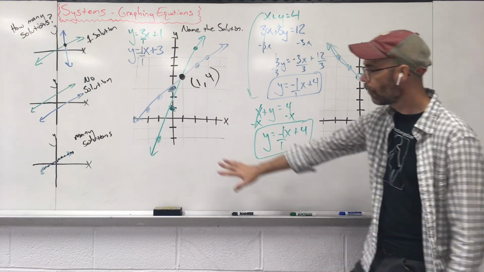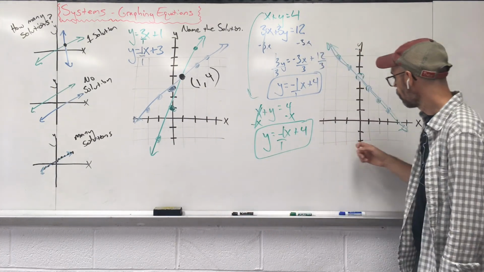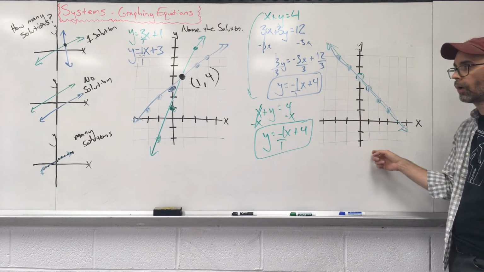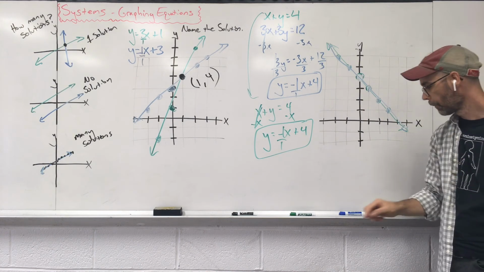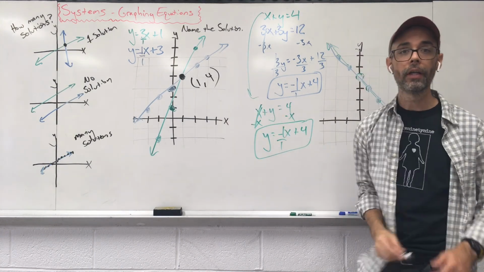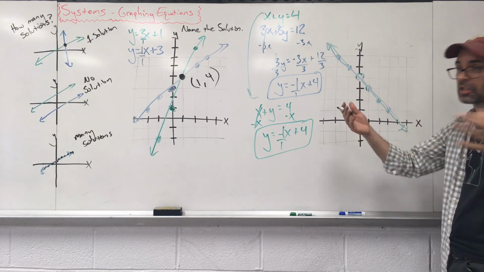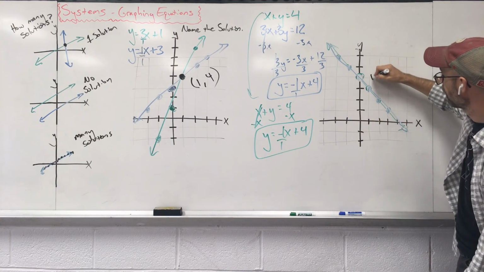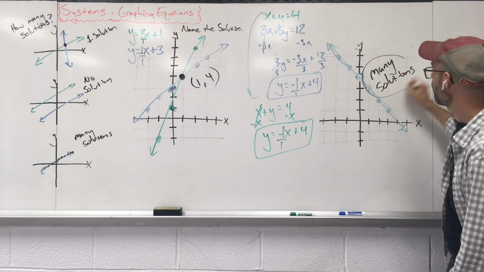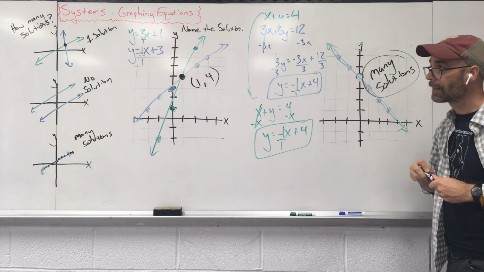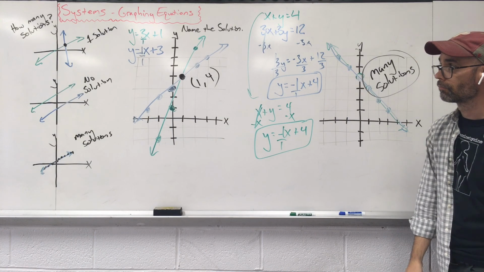Okay, well, if over here the one solution was 1, 4, what's the solution here? Well, when you have two lines creating one line, I can't just name one coordinate. So instead, I'm just going to simplify it and say many solutions. And that is your answer. That's how you solve graphing systems of equations.